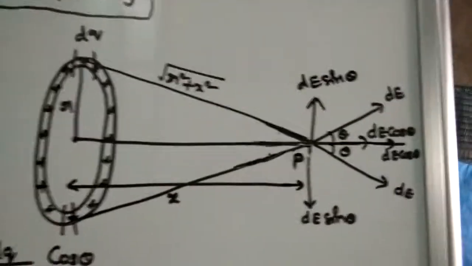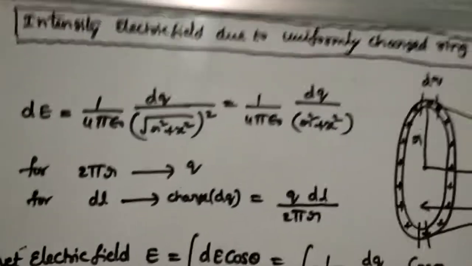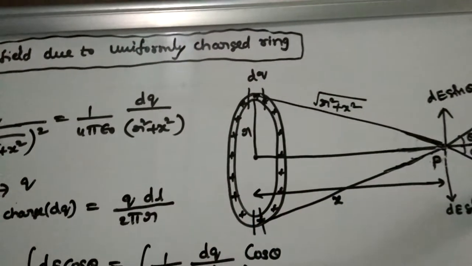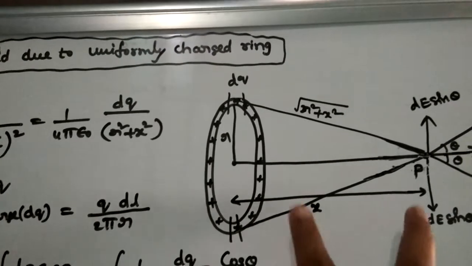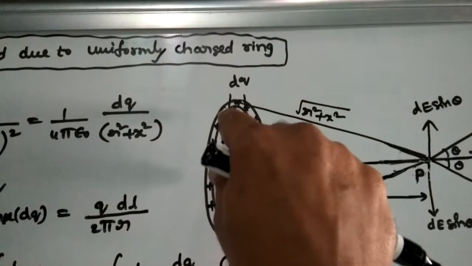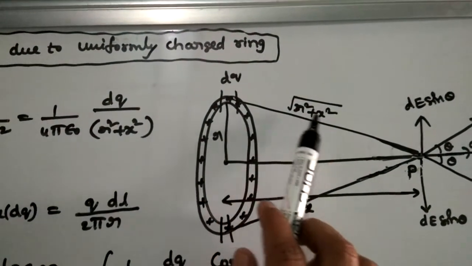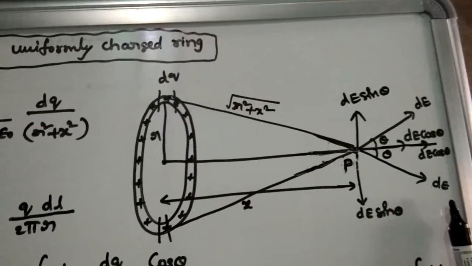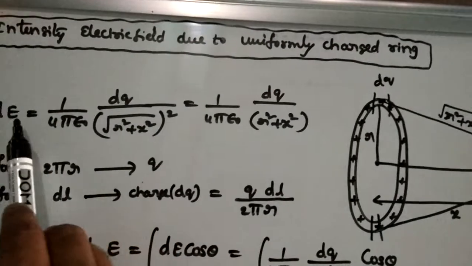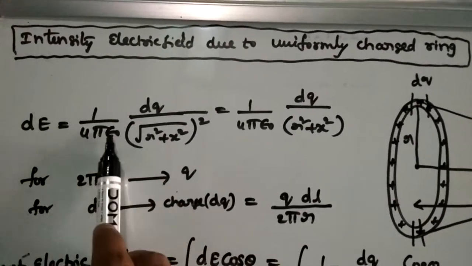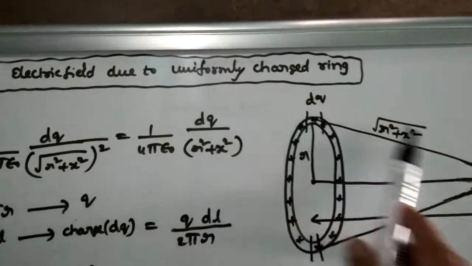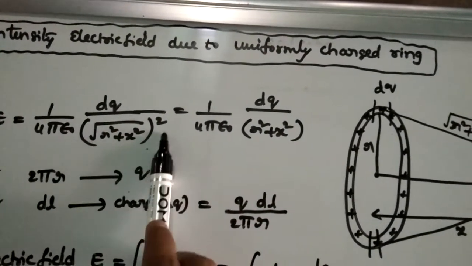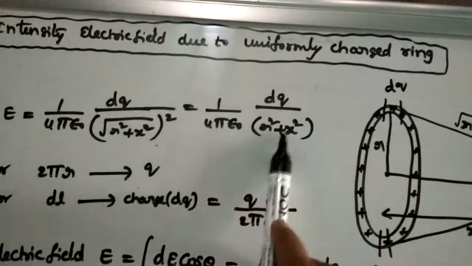Now the important point is, what is the electric field given by this element dq, what is the value of dE? Here the distance is x, and the radius is r. By Pythagoras theorem, this distance becomes root of r square plus x square. Now what is the value of dE? Again apply the electric field due to a point charge: 1 by 4 pi epsilon naught, charge is dq, distance is root of r square plus x square. So dq by root of r square plus x square whole square. The root and square cancel, and this is the value.